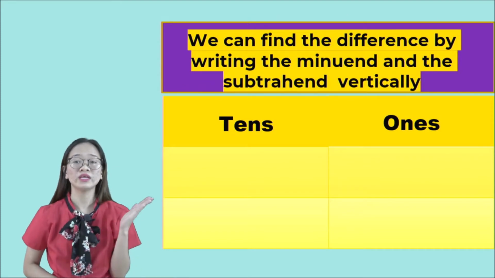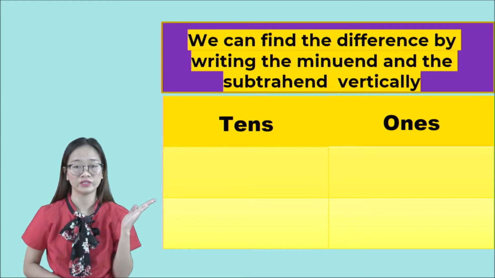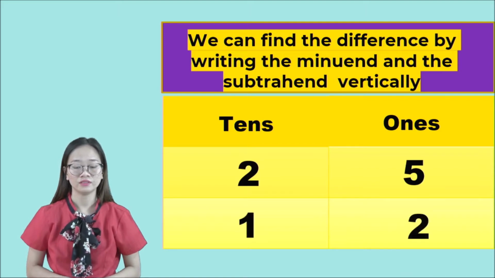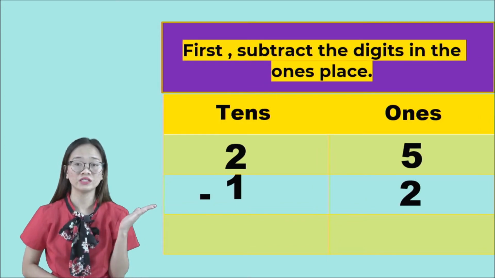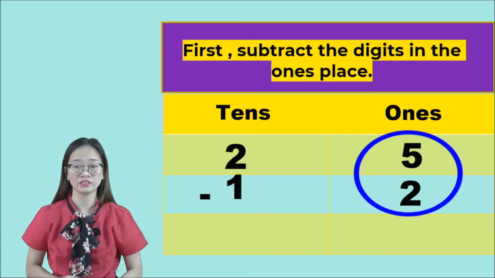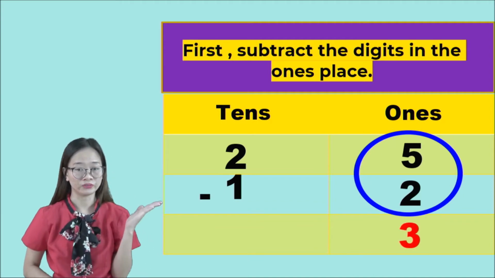So, we can find the difference by writing the minuend and the subtrahend vertically. So, like this one, kids. Okay. So, next, the first thing that you need to do is to subtract the digits in the ones place. So, this one is the ones place. So, 5 minus 2 is equal to 3.